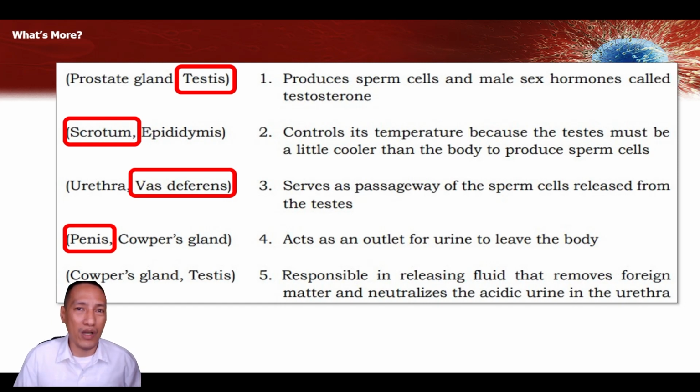Ito yung sinabi ko kanina na naglalabas ng fluid para linisin or hugasan yung daanan ng semen at ng urine. Kasi nga may naiiwan ng acid, napapasukan siguro ng germs, bacteria, kailangan linisin yon. So, nililinis siya nito. Sino siya? That is correct. That is Cowper's gland. Kasi yung testis, alam naman natin, ang trabaho nun ay mag-produce ng sperm cell, di ba?